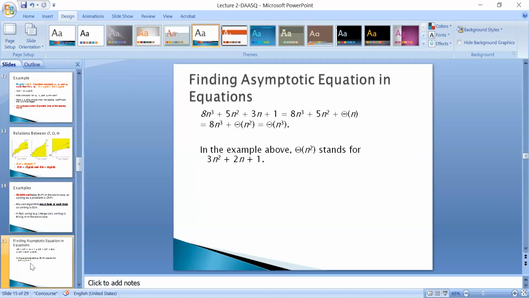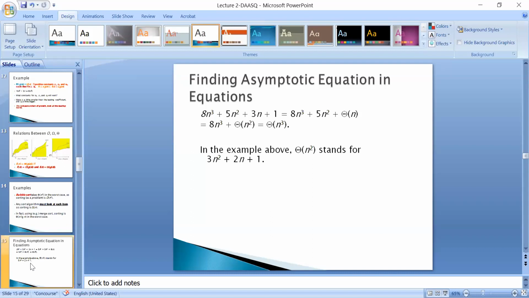Okay. Now another equation example. If you have a polynomial equation like this, you just straight away cross off all the lower order terms and just take it equal to theta of n cube. So if you see, there are four terms in the equation: 8n cubed plus 5n squared plus 3n plus 1. So your 3n is theta of n, right? Then it reduces when you have 5n square and theta of n. N is negligible compared to n square, so you make it theta of n square.